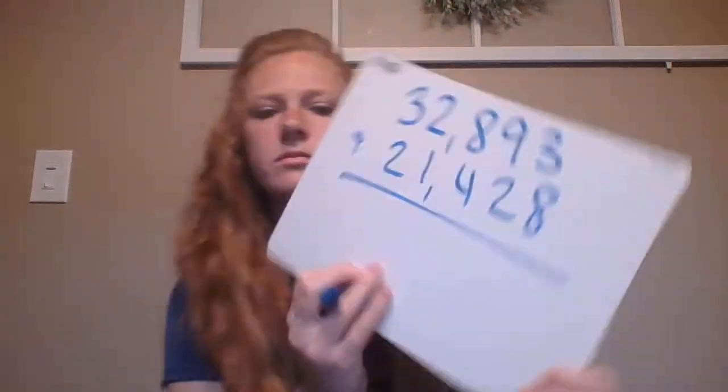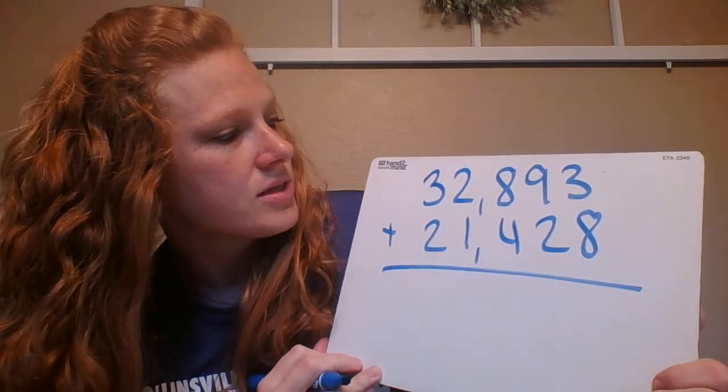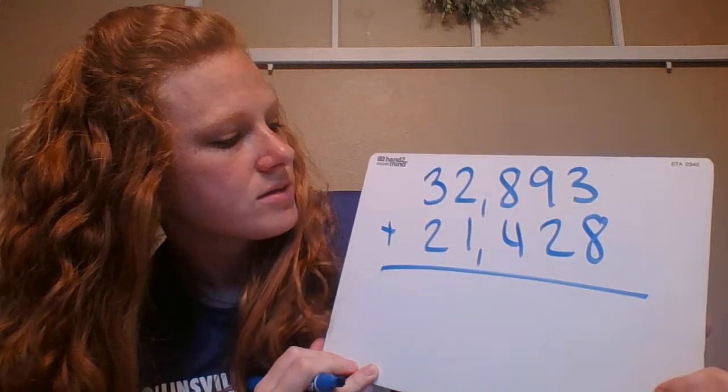All right, today we're going to do a review of adding, subtracting, multiplying, and dividing so that later in the week we can do fractions and decimals. So our first question for today is 32,893 plus 21,428. So in Spanish that would be 32,893 más 21,428.